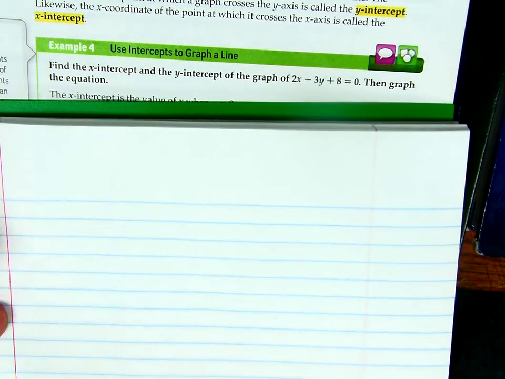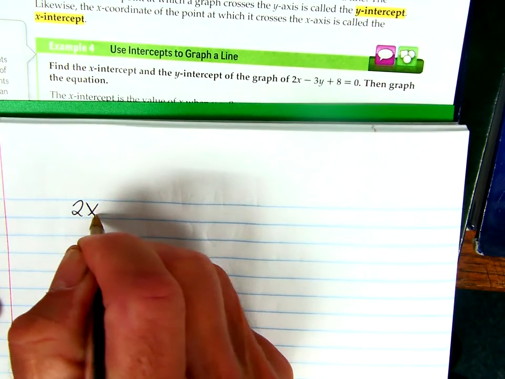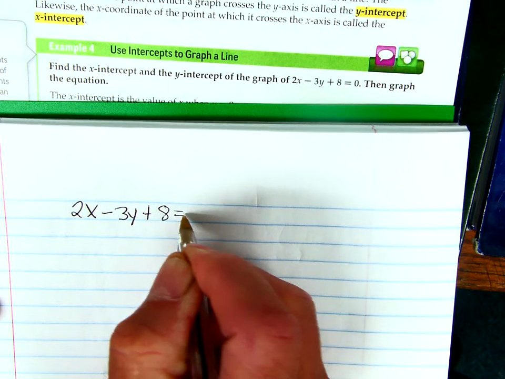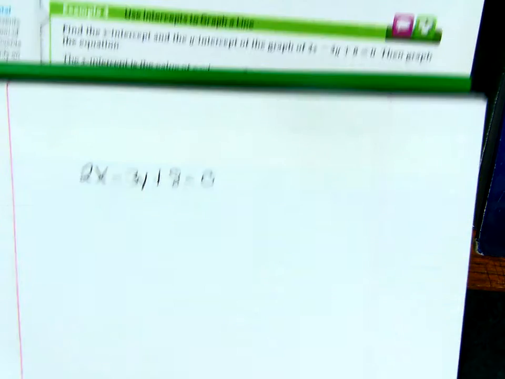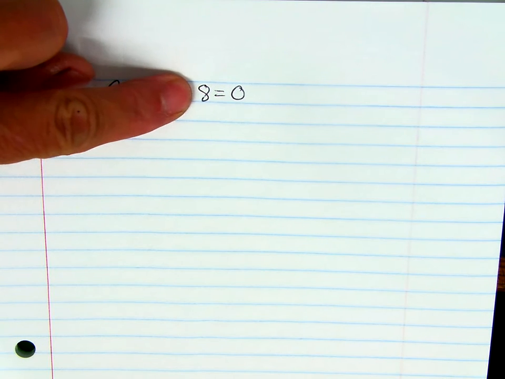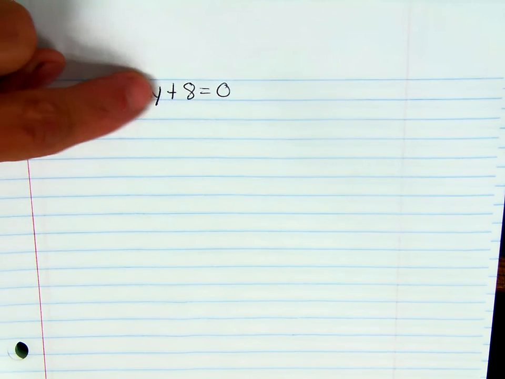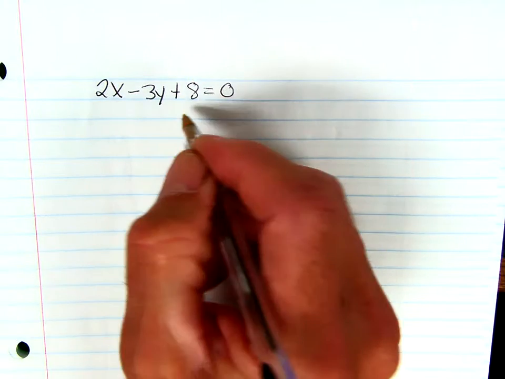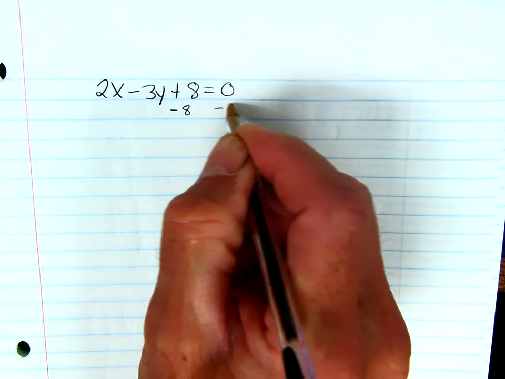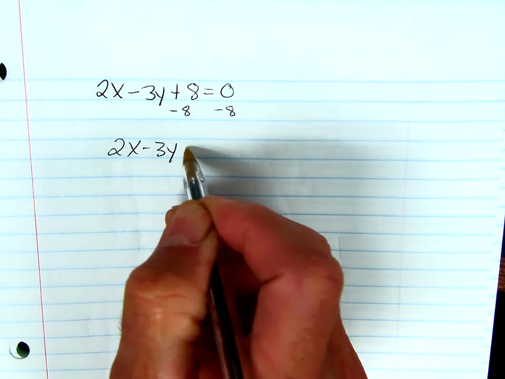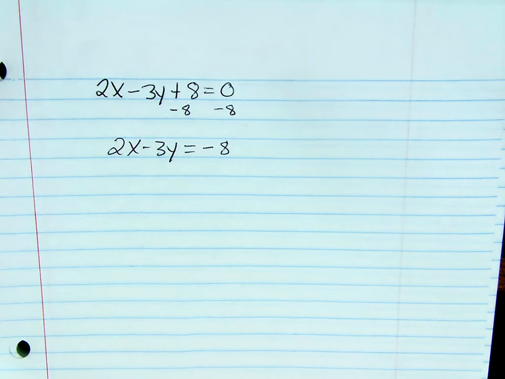We write that down. 2x minus 3y plus 8 equals 0. So this isn't exactly in standard form yet because the 8 is over here with the x and the y. We're going to move it to the other side. Minus 8, 2x minus 3y equals negative 8.